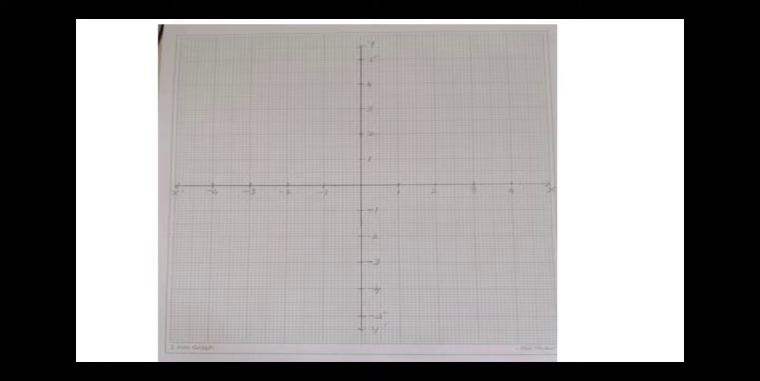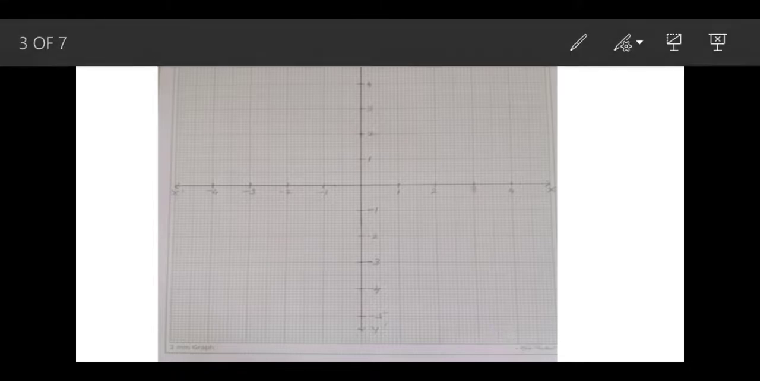Here we draw x-axis and y-axis. The horizontal line is known as x-axis, this line, and vertical line is y-axis. You can see x-axis, this horizontal line, here where these two cut is the origin, usually represented by O, and its coordinate is 0, 0.